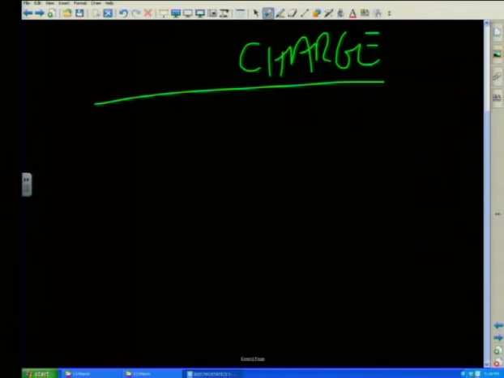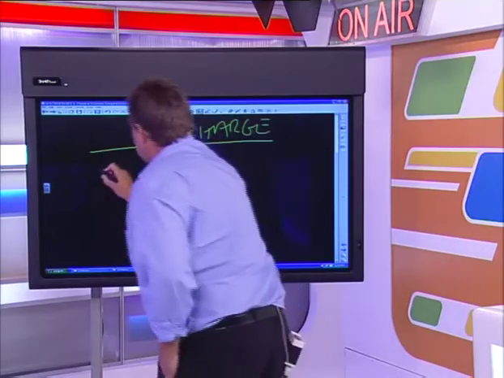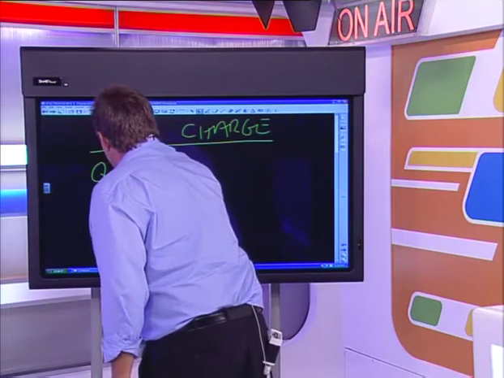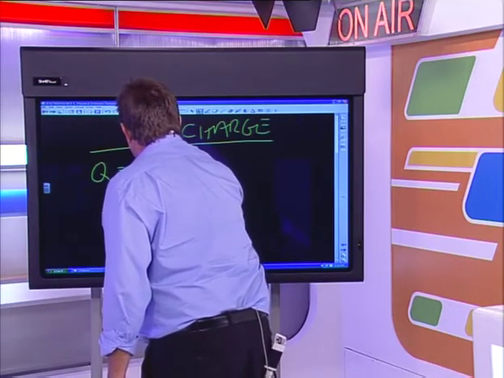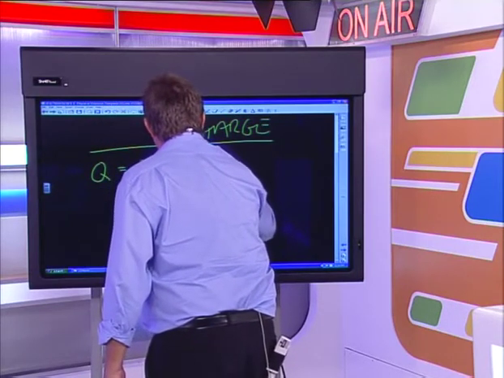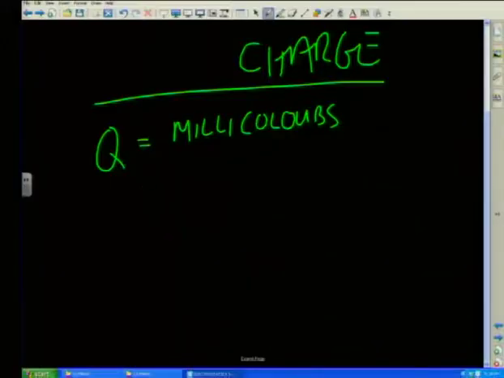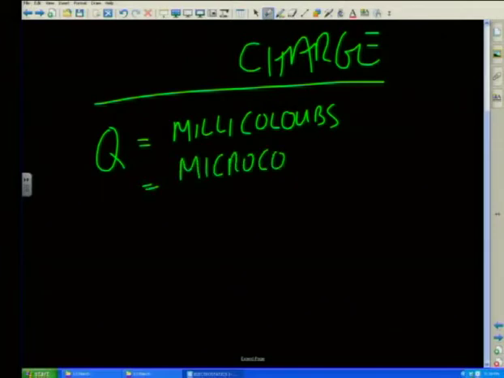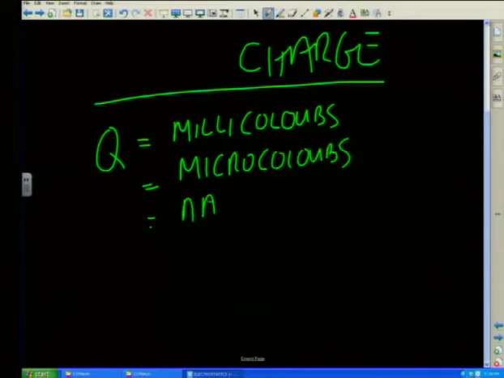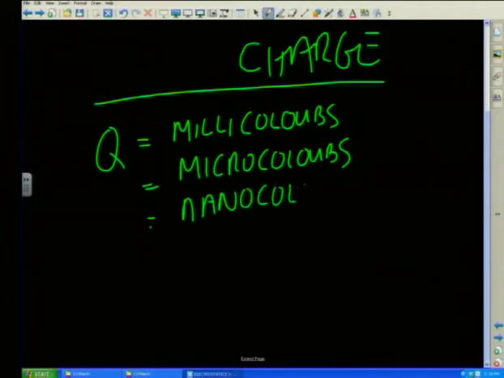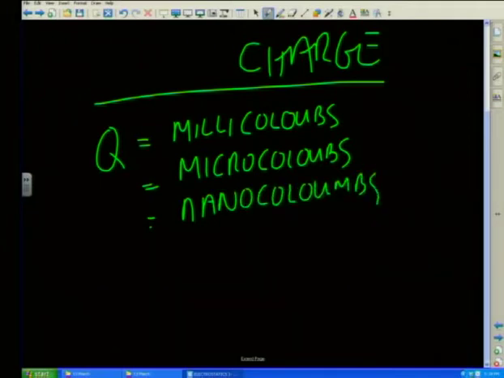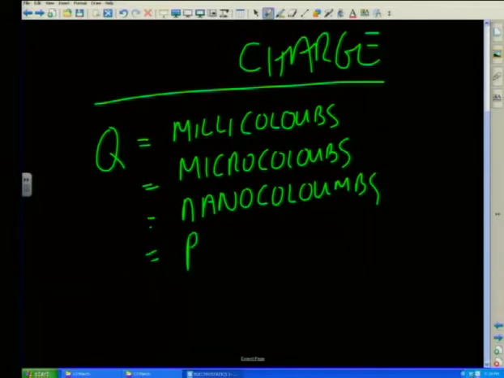Here we go. Guys, our magnitude of charge is, because charge is so small, we talk about charge in a couple of orders of magnitude. We talk about things called millicoulombs. We talk about charge in terms of microcoulombs. We talk about charge in terms of nanocoulombs. And we talk about charge in terms of picocoulombs.